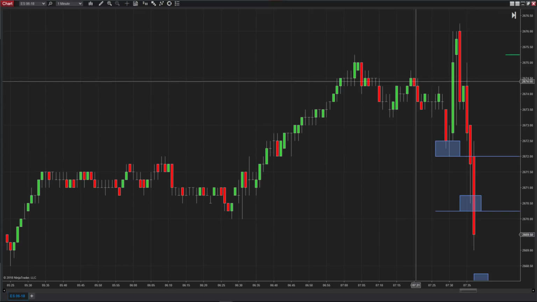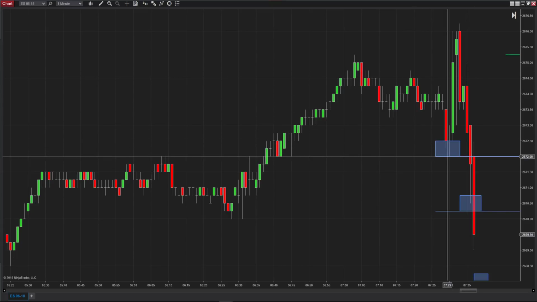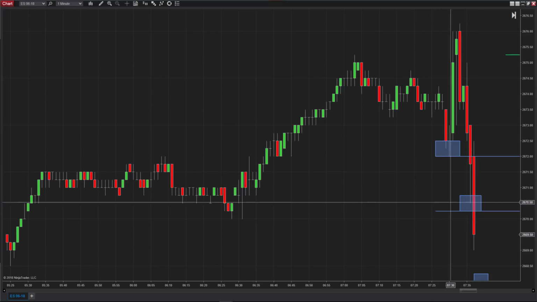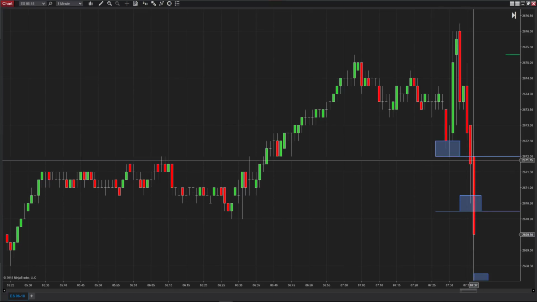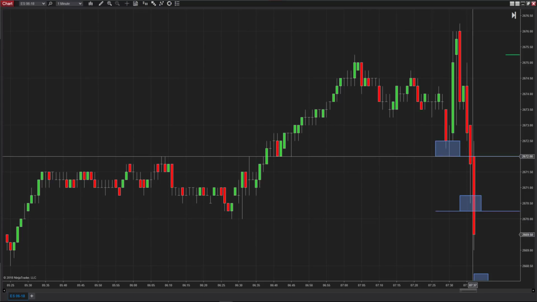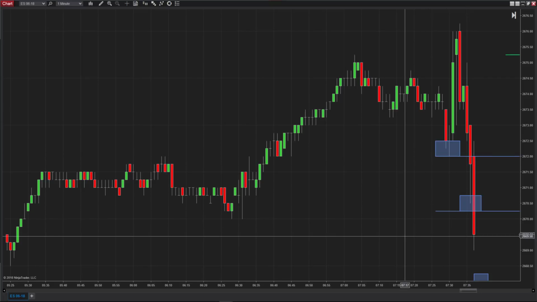So if we were testing this as support, there's a good chance that if we break down here and come back up to test it, it might act as resistance, which it did. So we got filled here. Maybe you take profit here. Let's say you didn't. Personally, I would not have gotten out, because when you get into a trade, you have to commit.